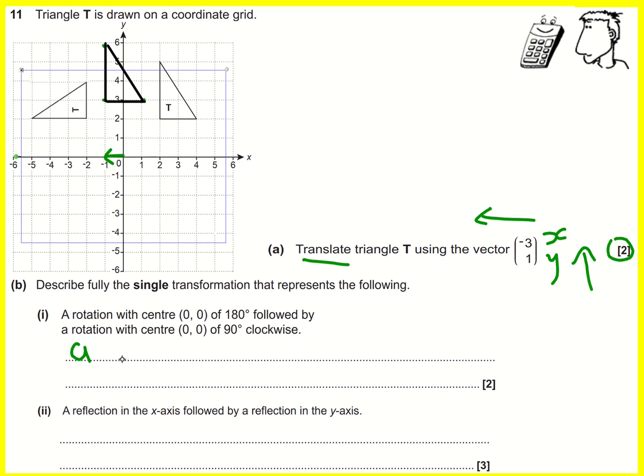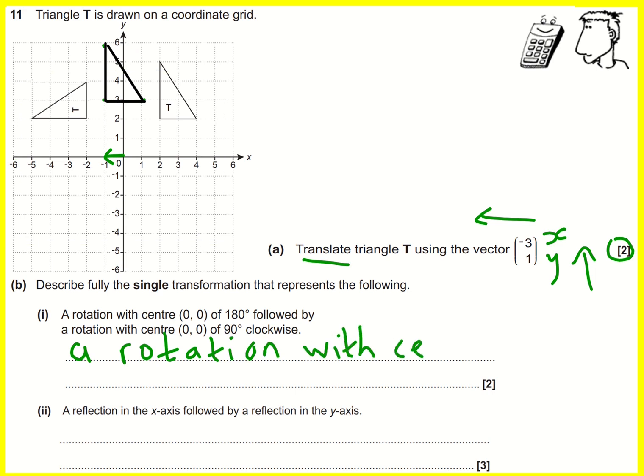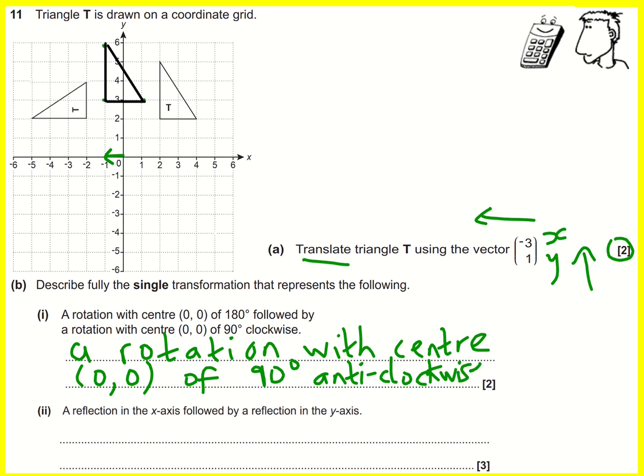A single transformation, a rotation with center 0, 0 of 90 degrees anti-clockwise. All right. The shape helps us find it, but it does hopefully make sense. The fact that, if you think about it kind of intuitively in your head, you might be able to get to the answer. Right, next one, a reflection in the x-axis followed by a reflection in the y-axis.